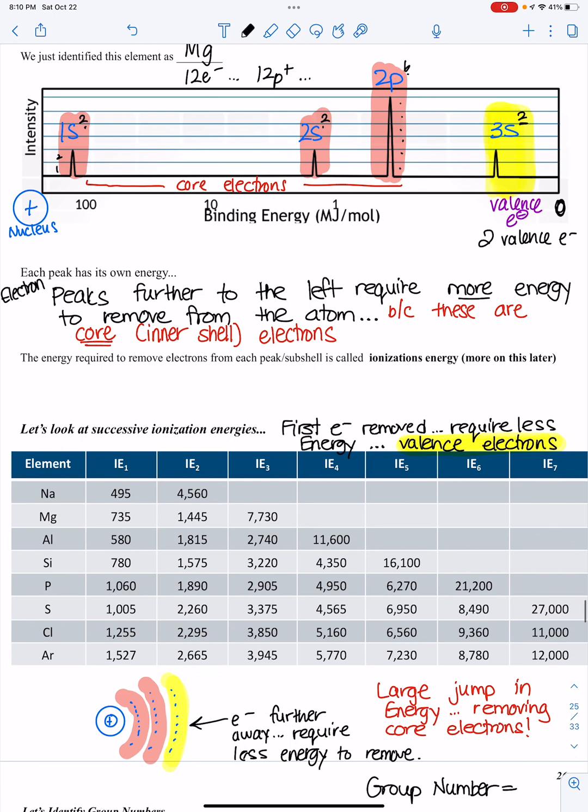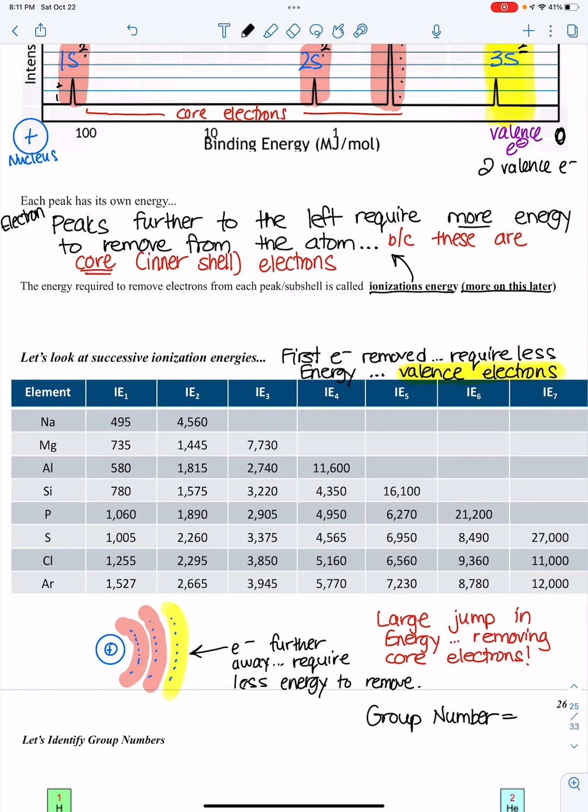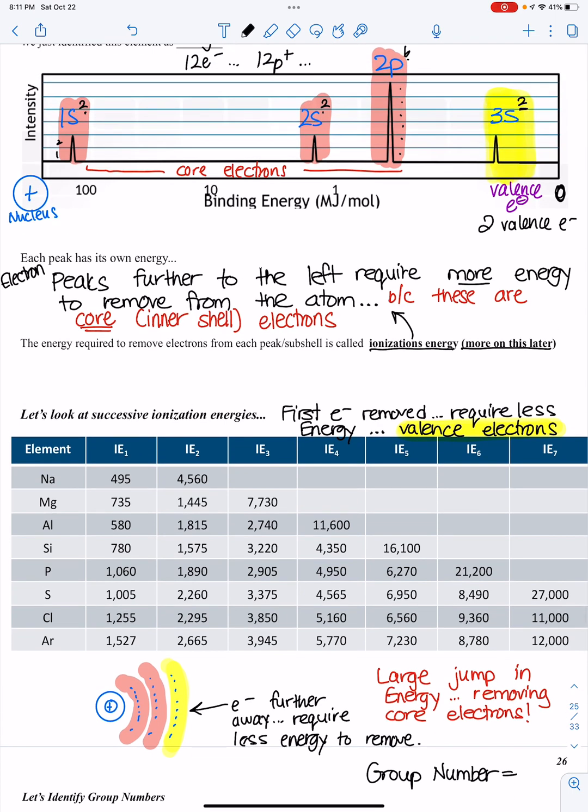So then, on that note, the energy required to remove electrons from each peak is called the ionization energy. And more on this definition later, but we've already kind of introduced this, right? Ionization energy is the energy required to remove electrons, and each peak has its own ionization energy. So I'll see later that this 2s peak will have a specific energy to remove those electrons, and we'll say that those are the ionization energy of those electrons, okay?